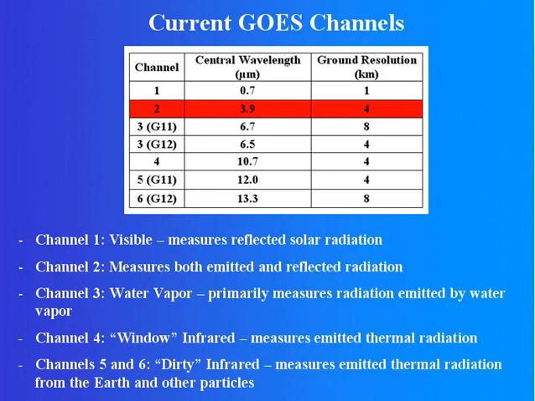The ground resolution of the 3.9 channel is about 4 kilometers. At the mid-latitudes in the central U.S., the size of that pixel actually turns out to be about 4 by 7 kilometers. And you can see down here where I've given a brief summary of each channel that channel 2 primarily measures both emitted and reflected radiation during the daytime. And the other channel, which we'll be talking a bit about today, is channel 4, and this is your typical window infrared channel. It measures emitted thermal radiation.